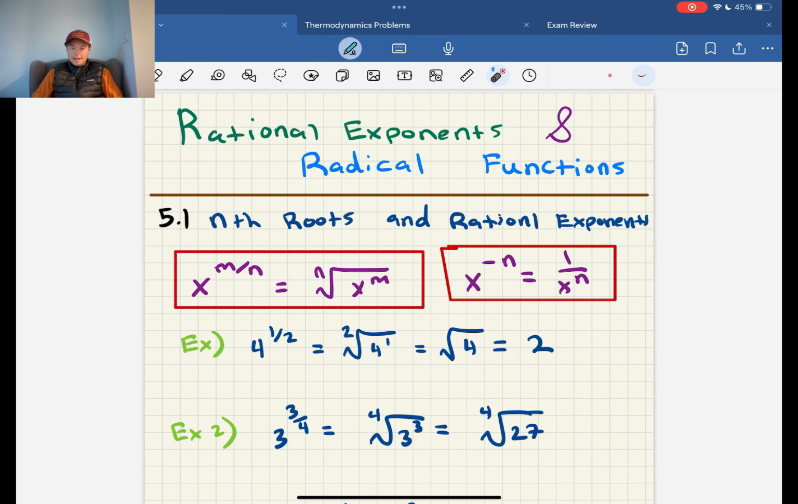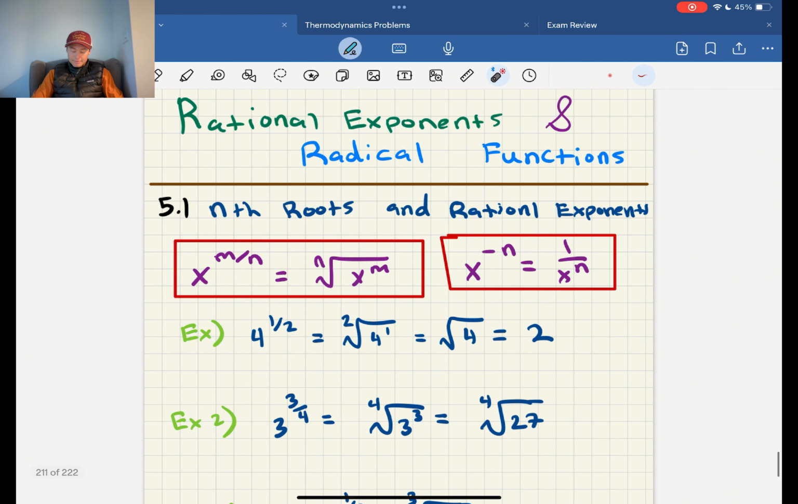All right, chapter 5. Now you guys got a test coming up. This chapter is all about rational exponents and radical functions. It also has something called the inverse of a function at the end, which we'll cover.